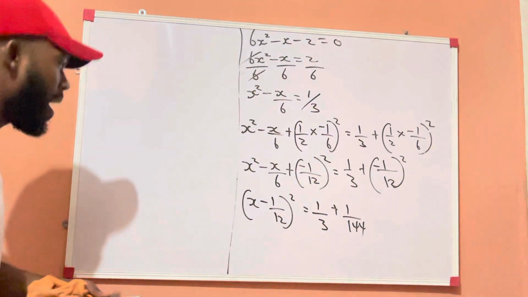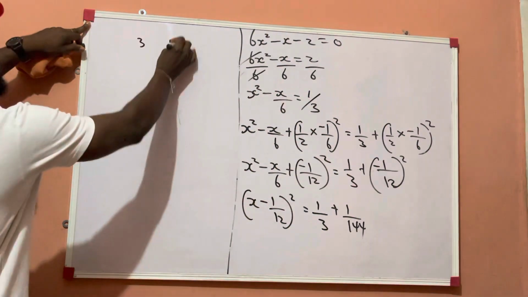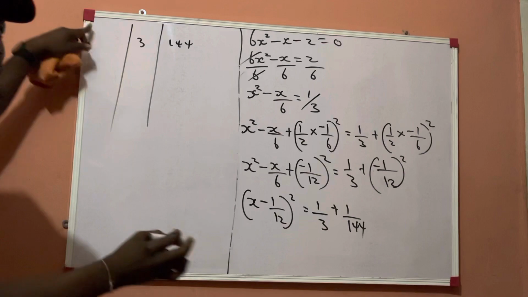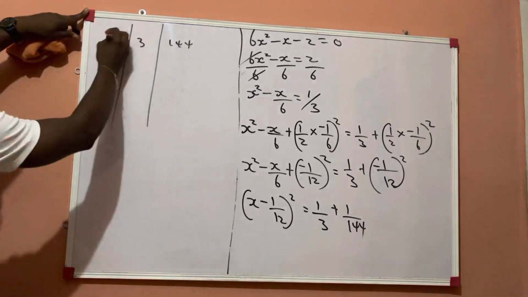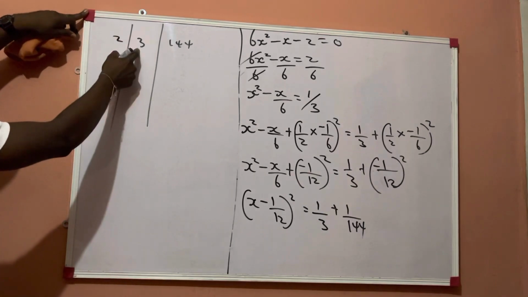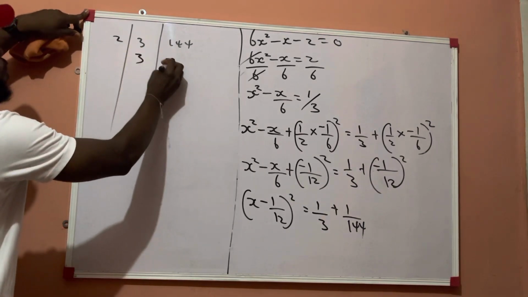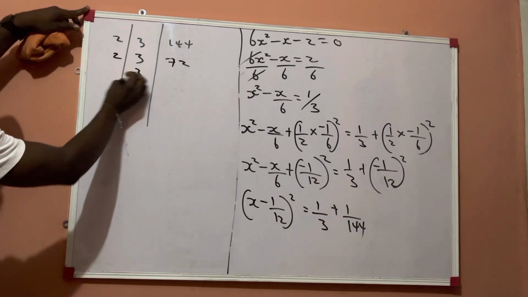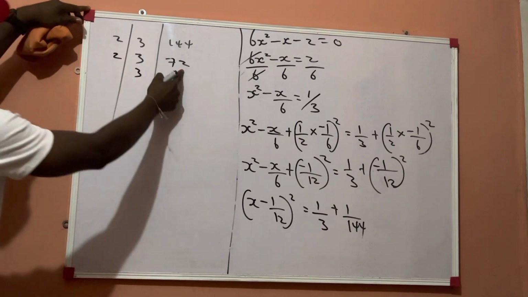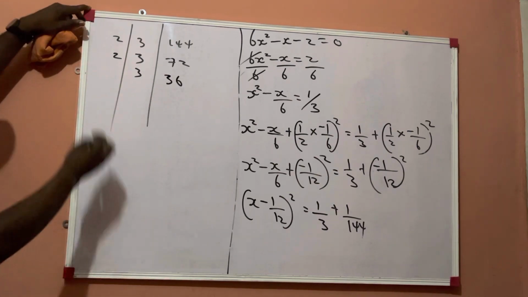Now, without wasting time, for those of you that don't know how to look for the LCM, let's solve this here. 3 and 144. Now, when you say LCM, it means the lowest common multiple. Now, the lowest number that can go here is 2. Now, 2 can't go into 3. I bring my 3 down. Now, 2 into 144 will give us 72. Now, 2 can still go. 2 again cannot go into 3. I bring my 3 down. Now, 2 into 72 will give us 36. Now, 2 can still go again.